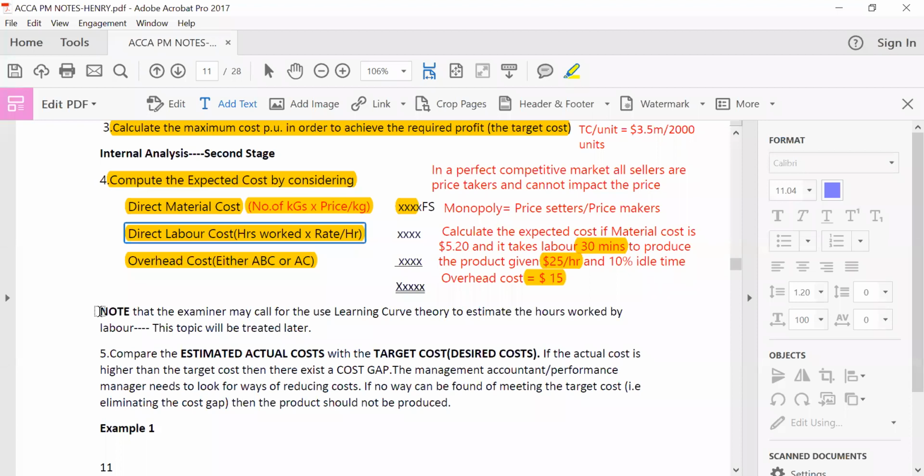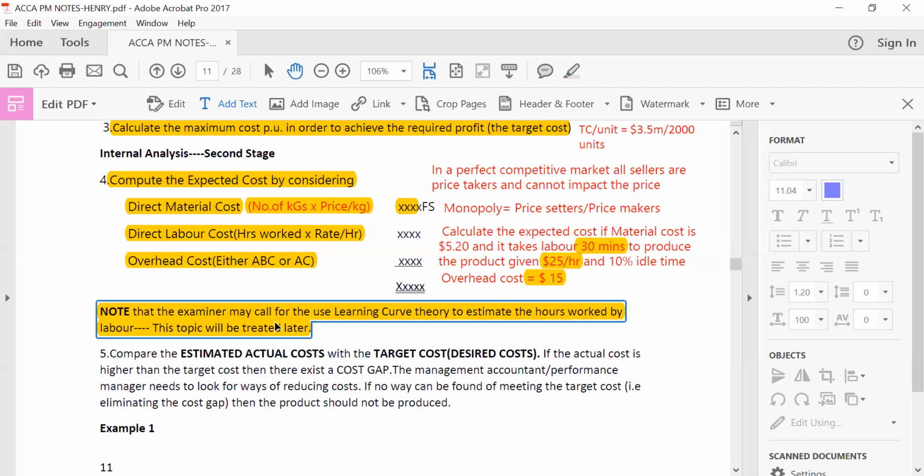But sometimes the hours worked by labor will not be given to you on the day of exam, and you need to use the theory of learning curve to estimate the number of hours worked by labor. At this point in time, we have not gone through that bit. We will go through it. So note that the examiner may call for the use of learning curve theory to estimate the hours worked by labor. This topic will be treated later, right?